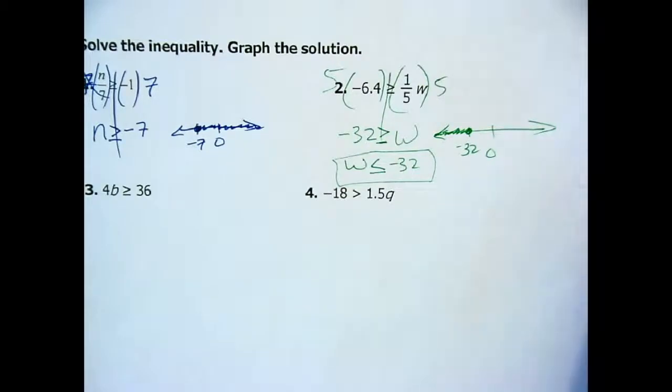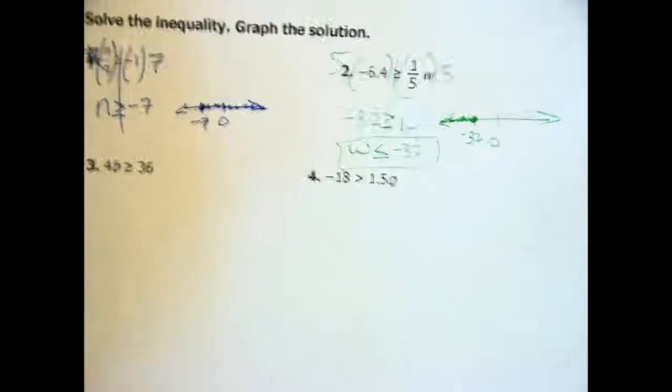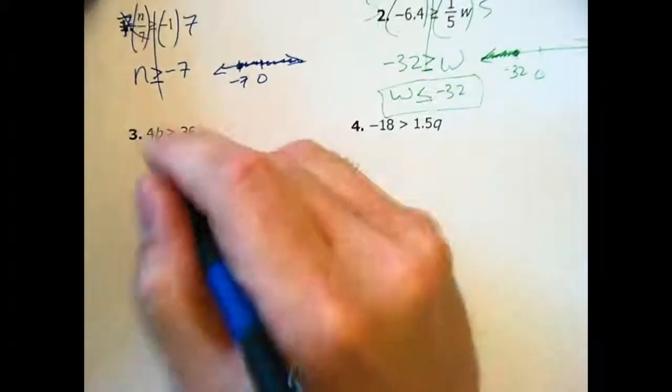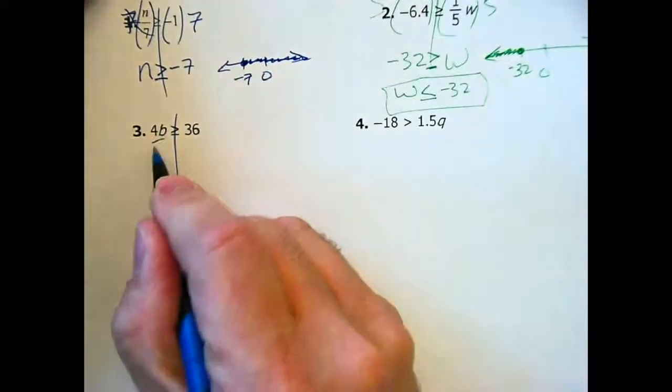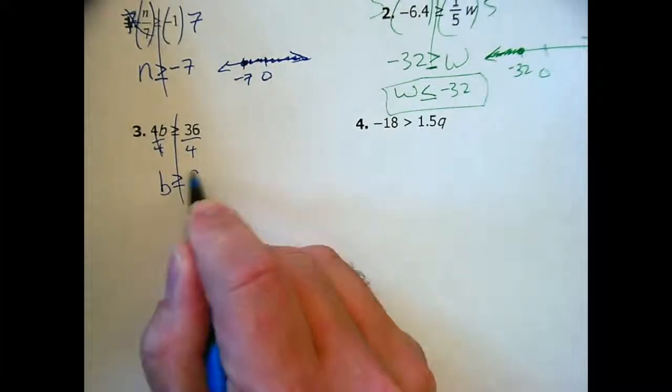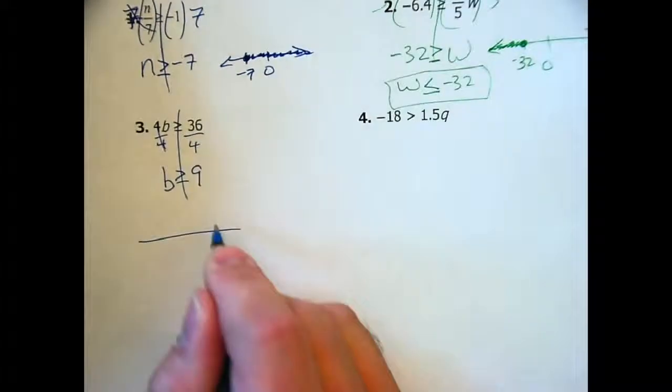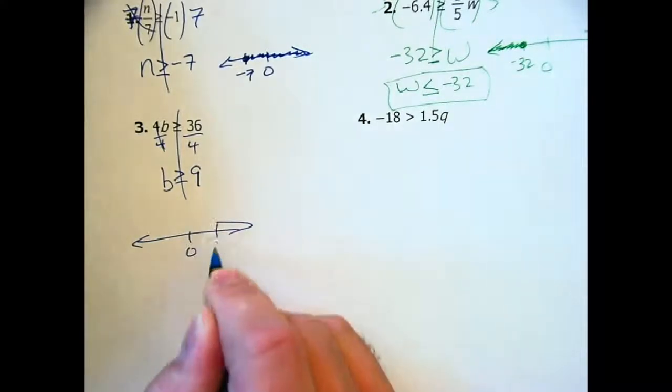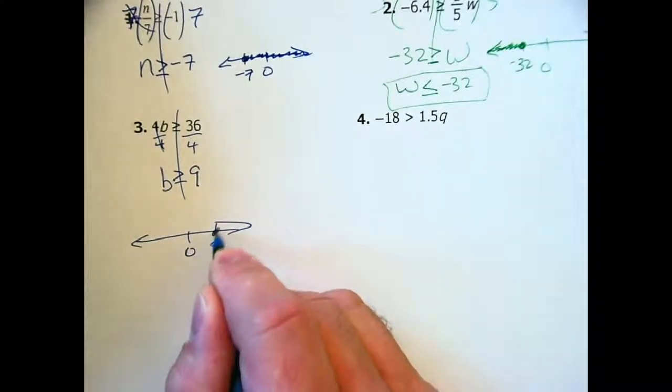Good? Any questions? Okay, this one, divide by 4. Closed circle. Shading.